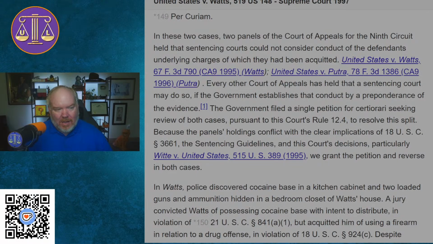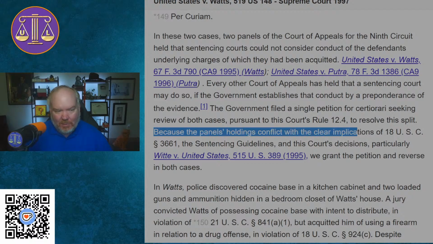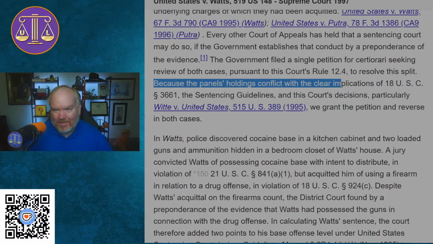Great. The government then filed a single petition for cert seeking review of both of those cases to resolve the split. Because the panel's holdings conflict with the clear implications of law, we grant the petition and reverse. So they're like, yeah, no, we're cool with that. Then that's fine. Precedent of the Supreme Court, they're cool with that. Yeah, we can use those acquitted charges. That's fine. Let's press on.